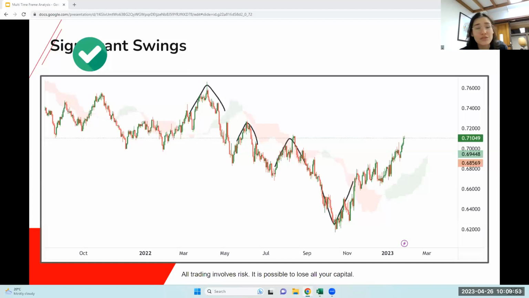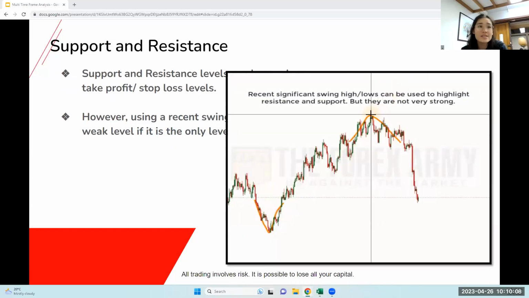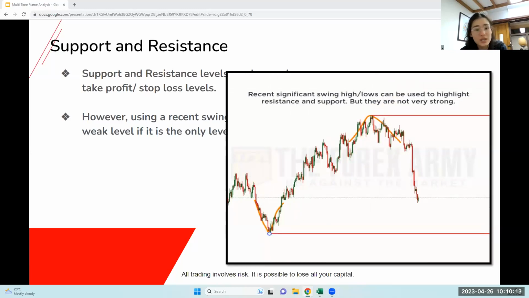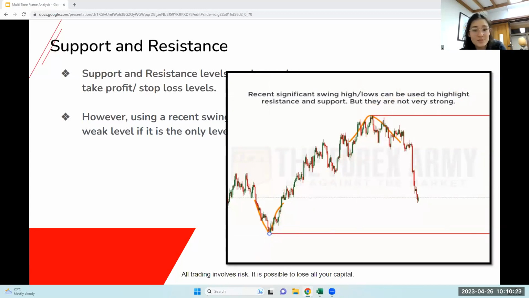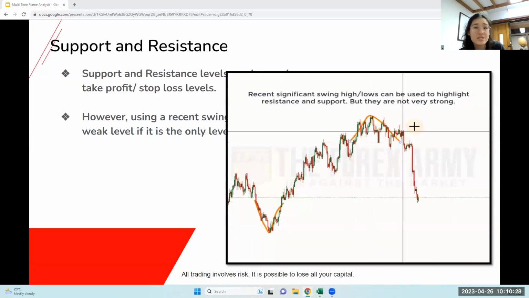So this is an example of a significant swing. I've drawn out the peaks and the troughs to show you exactly how clear they should be. You can use support and resistance levels as take profit and stop loss levels as well, but you should not use it as an entry if there is no other supporting arguments such as Fibonacci or other graphical levels to support your analysis. So using a recent swing high or low is a weak level if it's the only level.